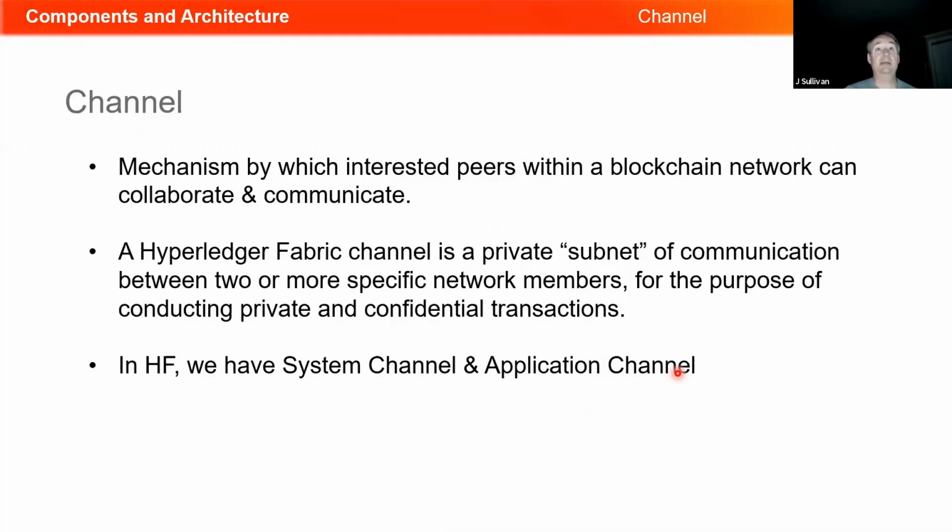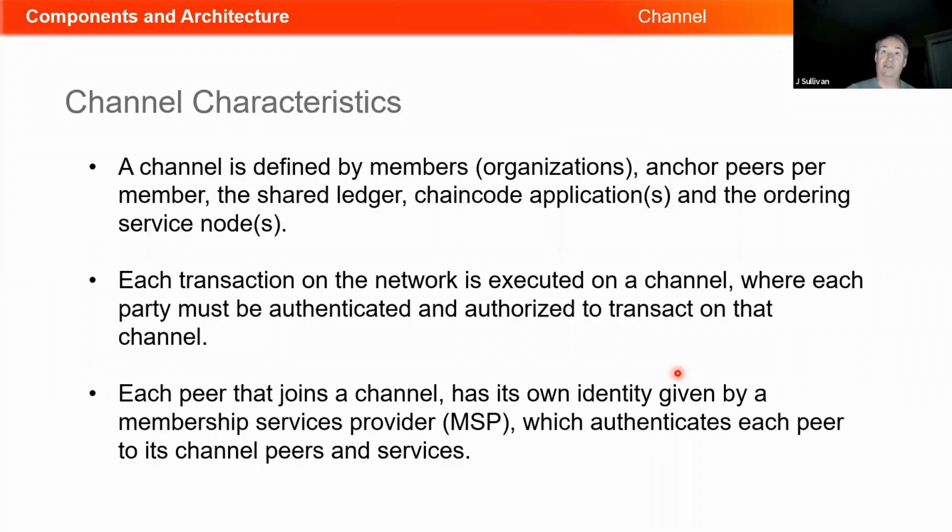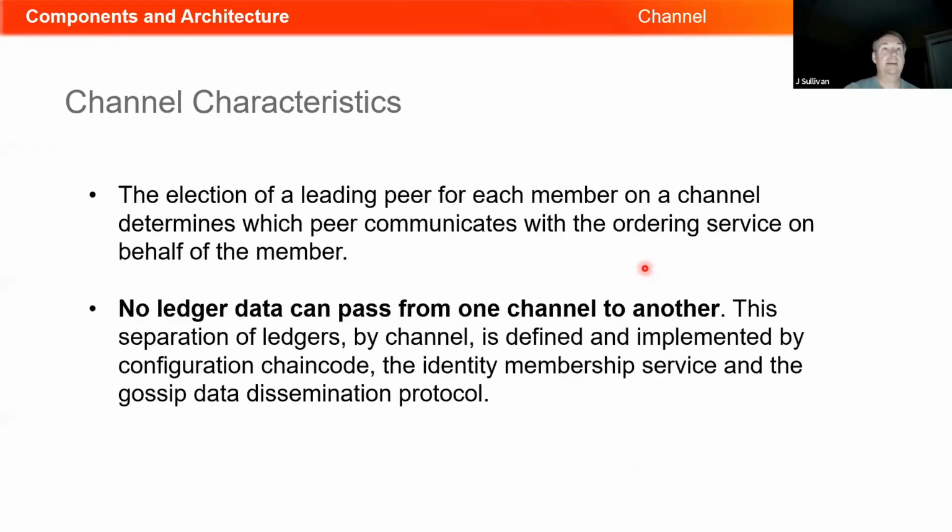So a channel is a subnet or a peer that essentially has its own ledger, and I transact from my channel with the organizations that are part of another channel. And channels have defined members. They are anchored with peers, and they run chaincode, and they use the ordering services. Each transaction on the network is executed on the channel, and those ordering nodes build the blocks, and the blocks are eventually sent back to the peers. Each peer joins the channel and has its own identity, and it's given membership which authenticates the peer. And the election of each peer for each member on the channel determines which peer communicates with which ordering service.